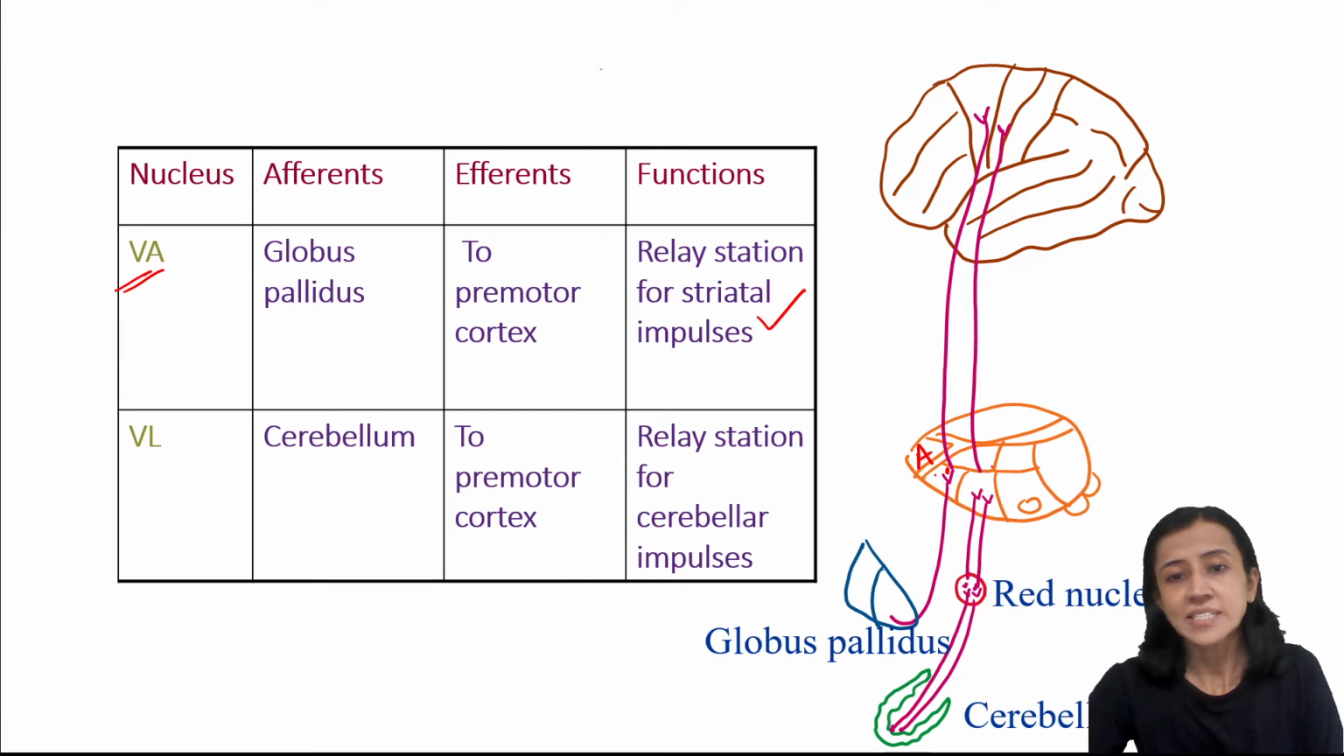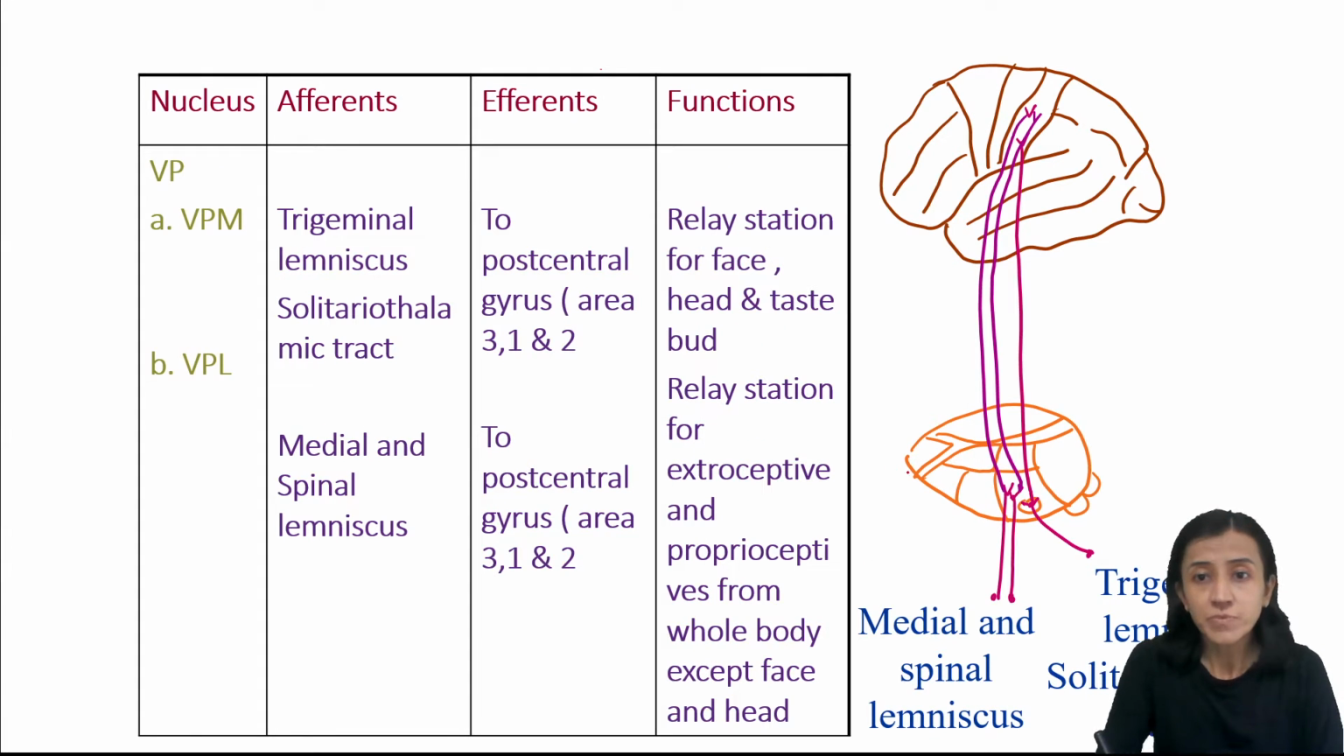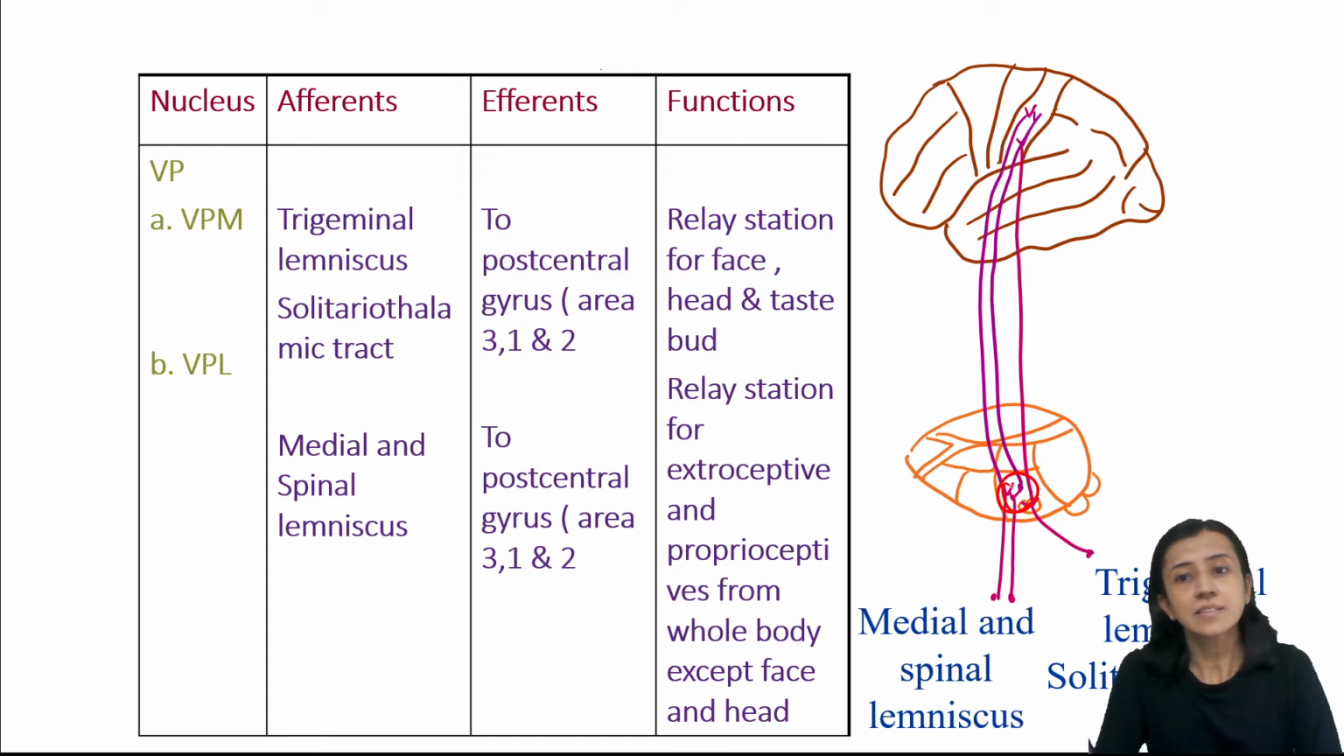Now next is the ventral posterior nucleus, with ventral posteromedial and ventral posterolateral. As we all know, all the ascending tracts, whether it is the anterior or lateral spinothalamic tract, or the dorsal column medial lemniscus pathway, they all relay in this ventral posterolateral nucleus, and from this impulses are given to the sensory area, areas 3, 1 and 2 in the cerebral cortex. So it is a relay center for all these impulses from the whole body except face and head.